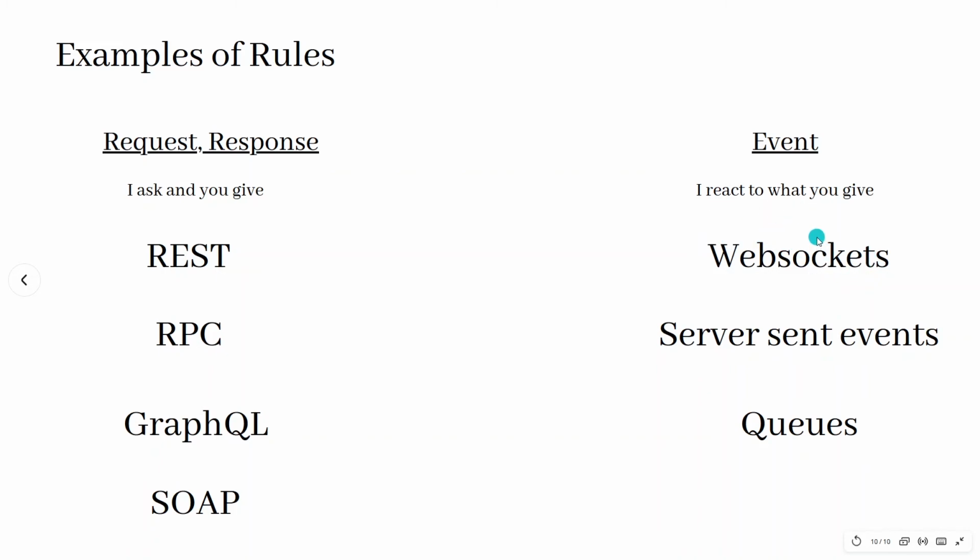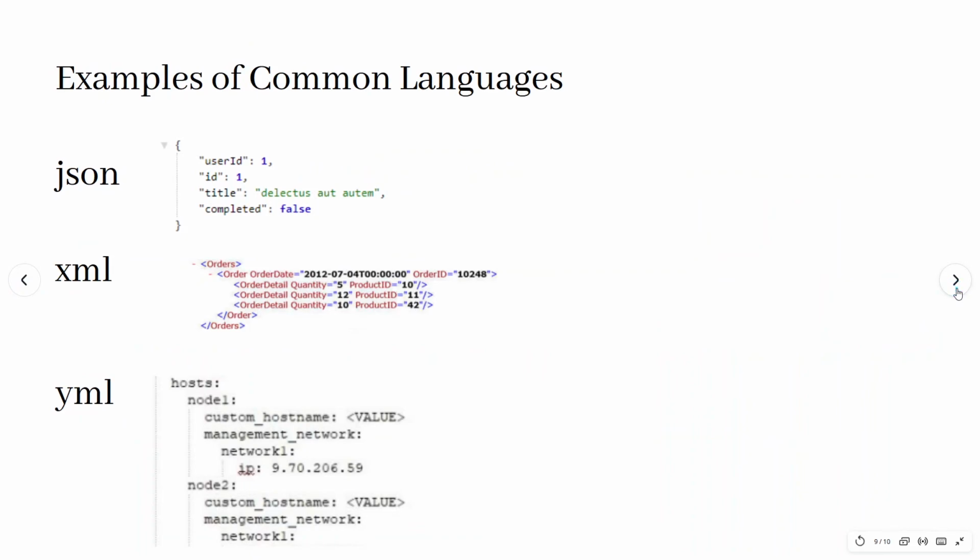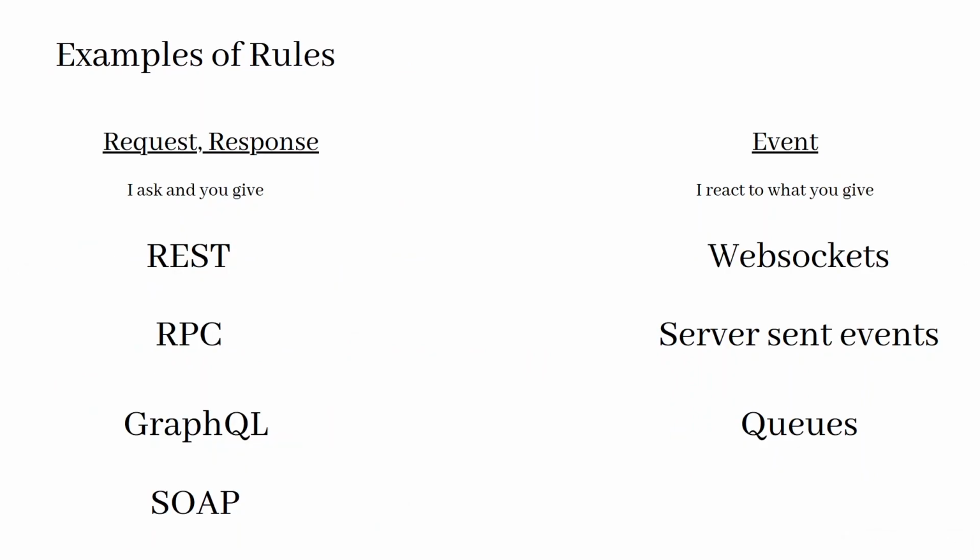So that's about it. In conclusion, what is an API? It's generally a communication between two different systems, which has a common language that could possibly be JSON, and the rules could be either I ask and you give me something, or I react to what you give.